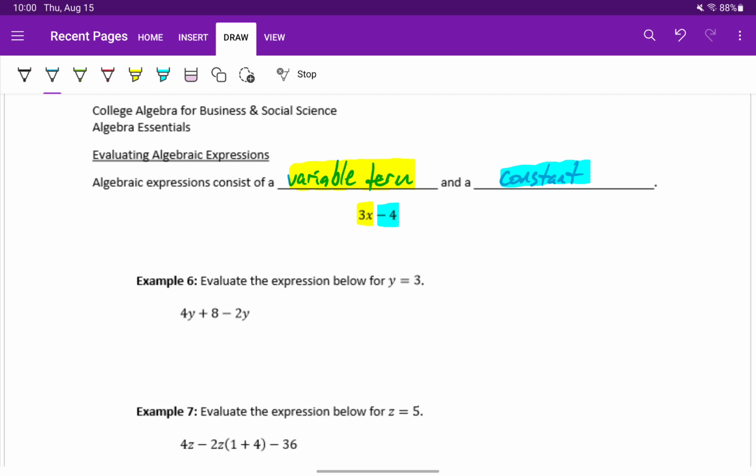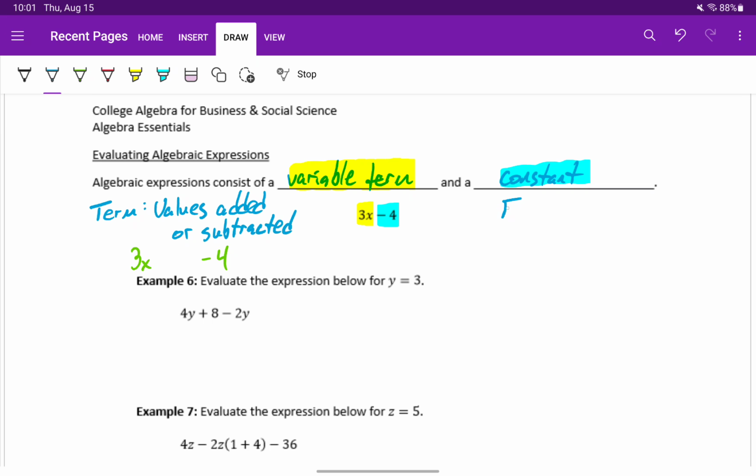To quickly review a few other pieces of vocabulary, any expression is made up of terms, which are values added or subtracted from each other. In the case of 3x minus 4, we have two terms. 3x is the first term, and minus 4 is the second term, one of those being the variable and one being the constant term.